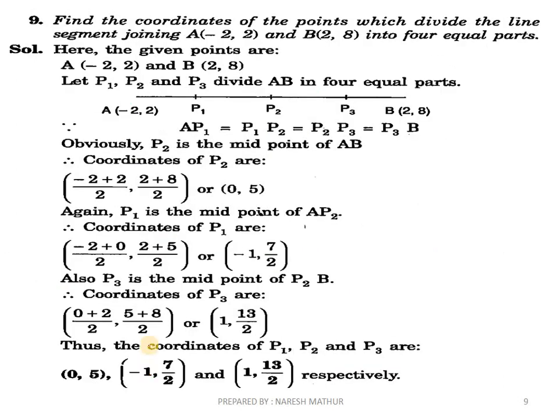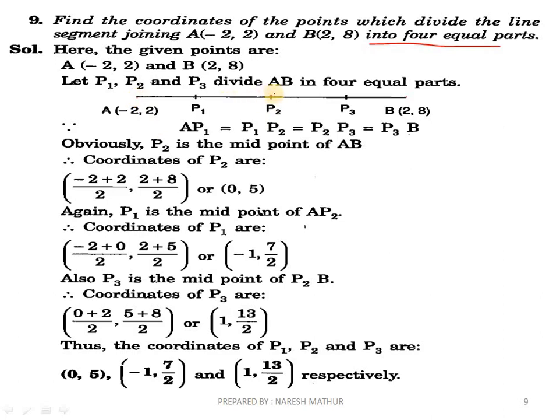next one. This is a quite interesting question. We are given a line segment AB and we need to find the coordinates of the points which divide the line segment into 4 equal parts. In the earlier questions we have just done the trisection, so in that case we considered 2 different cases, but we are not required to in this particular question. Why? Let's see. We are given A as (-2, 2) and B as (2, 8). Now we need to find the coordinates of these points. So no need to consider 1:3, 2:2 and 3:1. We have the direct concept.